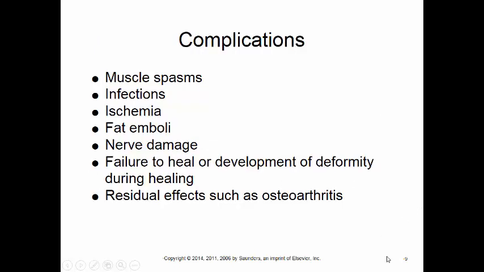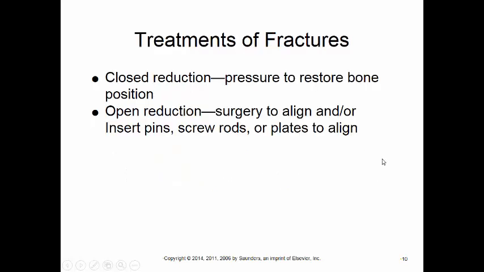Okay. Some complications of fractures include muscle spasms, infections, ischemia, fat emboli, and remember, because we have yellow bone marrow, that can be released into the blood. Nerve damage, failure to heal or deformity during healing, where you don't get the full use of the limb or the broken bone, and residual effects such as osteoarthritis.